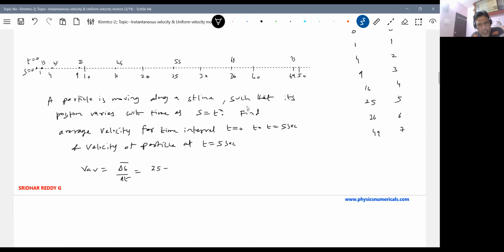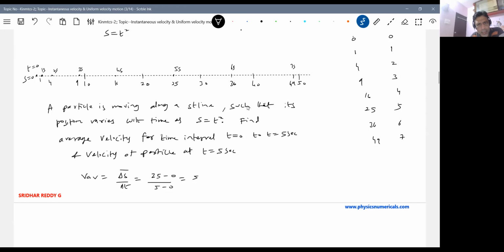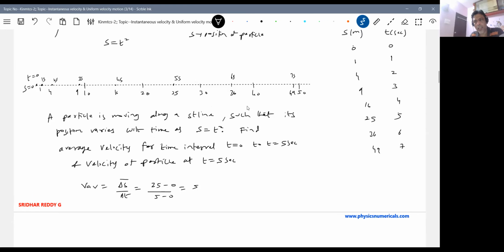So 25 minus 0, 5 minus 0. How much is it? So it will be 25/5, which is 5 meters per second. Then at 5 seconds is asked. I think there's a lot of difference. For 5 seconds, what was the average velocity? At 5 seconds, what shall I do?